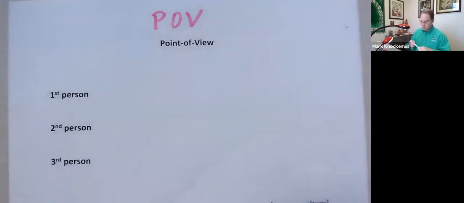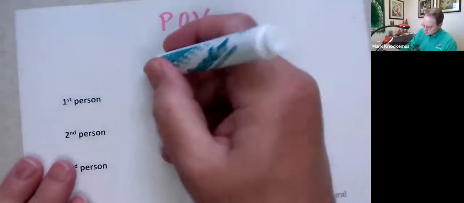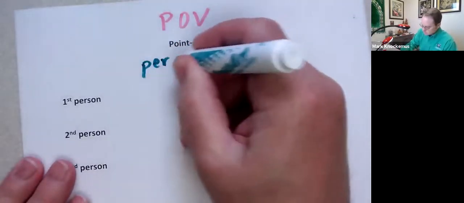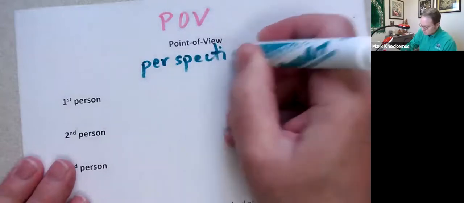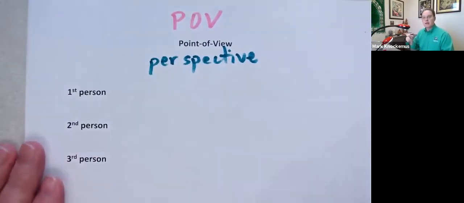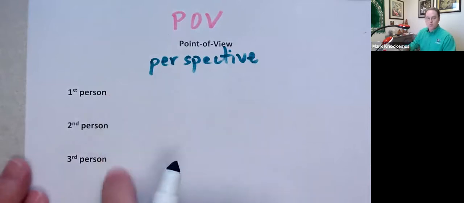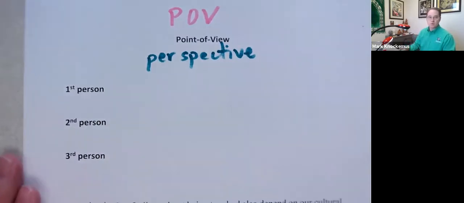What is point of view? What point of view refers to is perspective, the perspective of the writer. And these are the three different points of view: first person, second person, and third person.